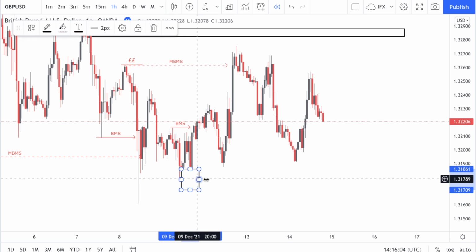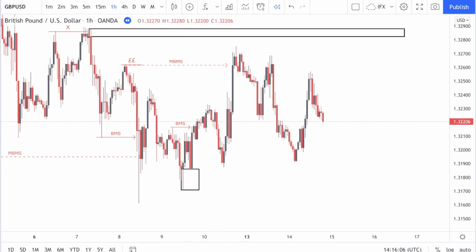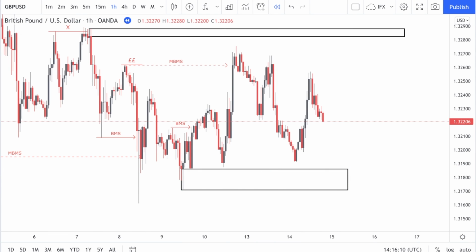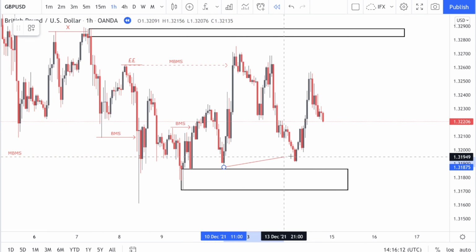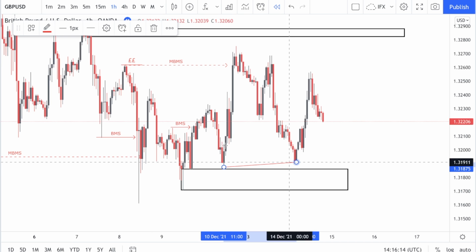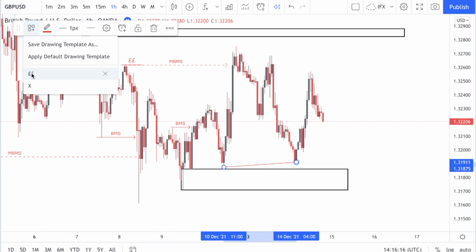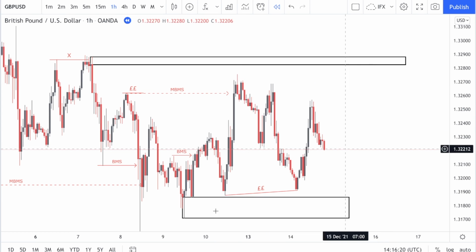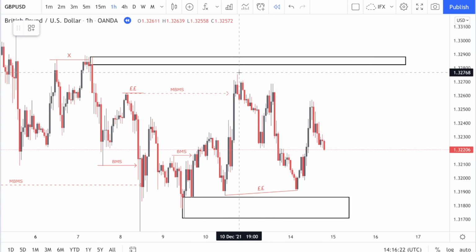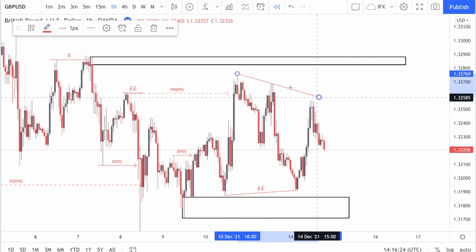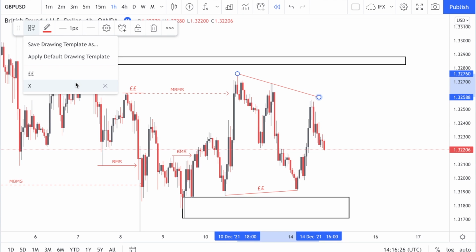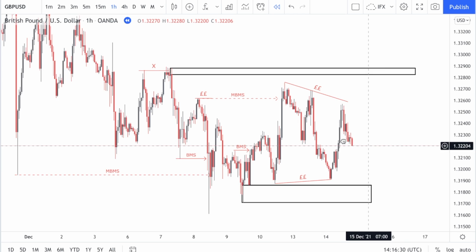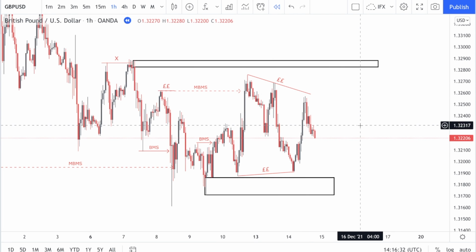Now, going to the right, what do we have? Let me just drag it along. We have liquidity built up right above it. At this point here, we've also built up this trendline liquidity right below our zone, our supply zone, if you will. So this is kind of what we have at the moment.